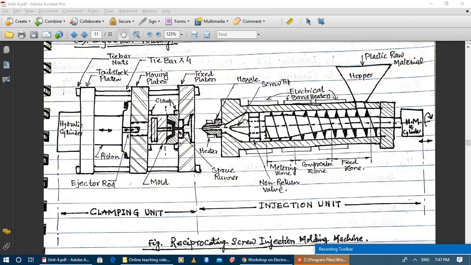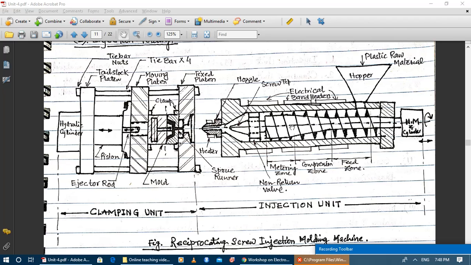So when the desired amount of molten polymer has accumulated in front of the screw tip, what do we mean by the desired amount? Desired amount means the amount required to fill the cavity of the mold as well as the runner system completely. When this amount has accumulated in front of the screw tip, the screw will stop its rotation and stay there.